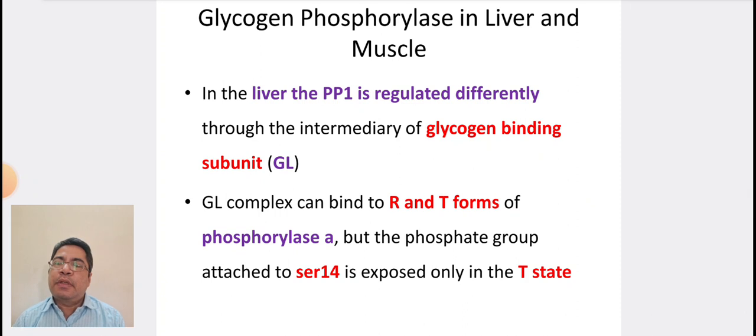In the liver, the PP1 is regulated differently through the intermediary of glycogen binding site or GL subunit. The glycogen binding subunit complex binds to the R and T forms, that is relaxed and tense forms of phosphorylase A, but the phosphate group attached to the serine 14 is exposed only in tense state.